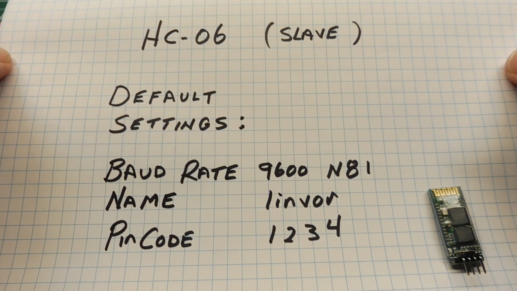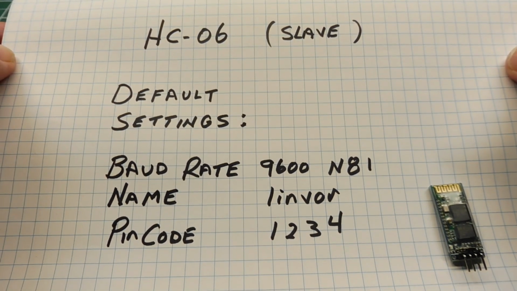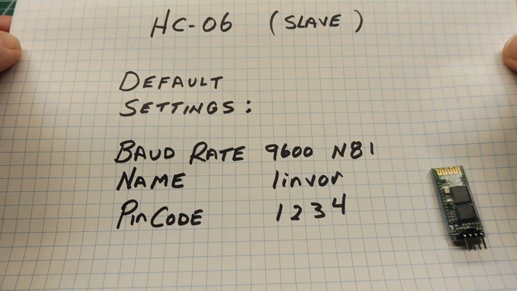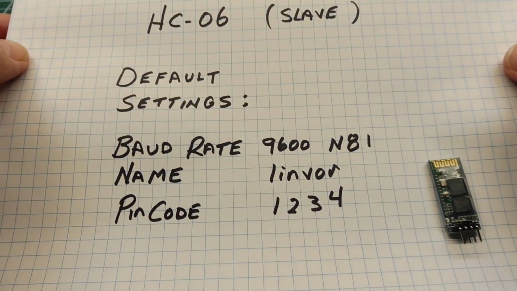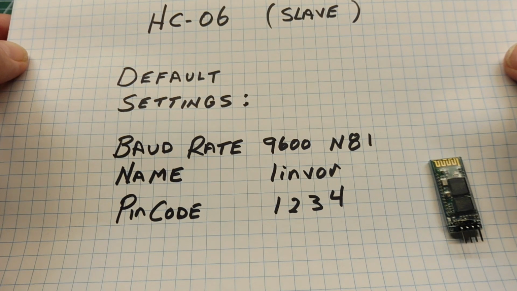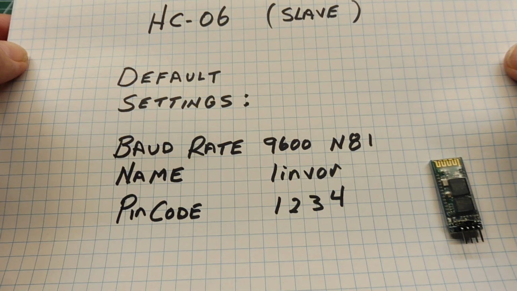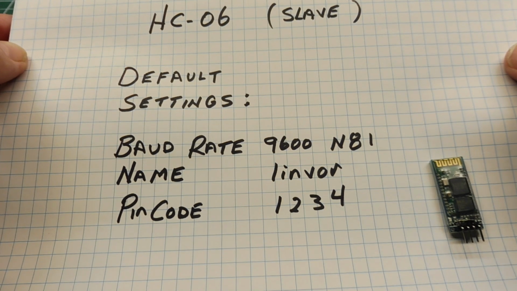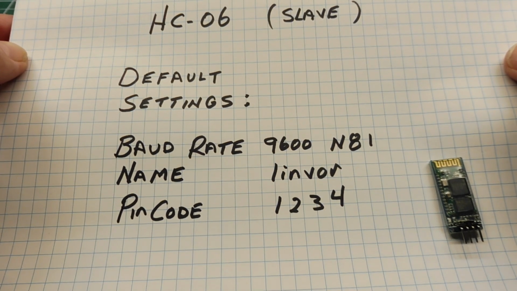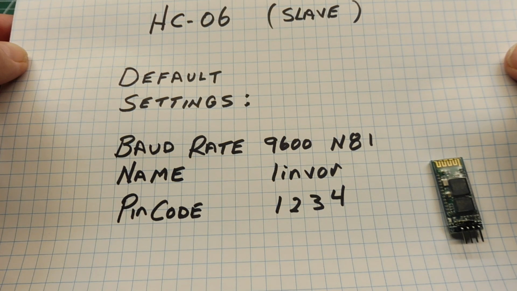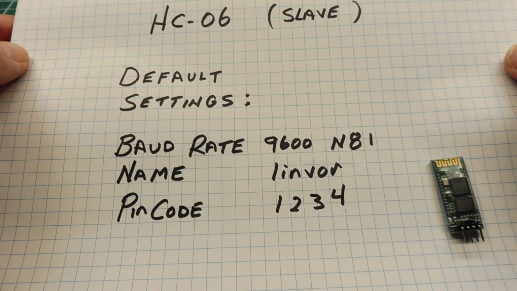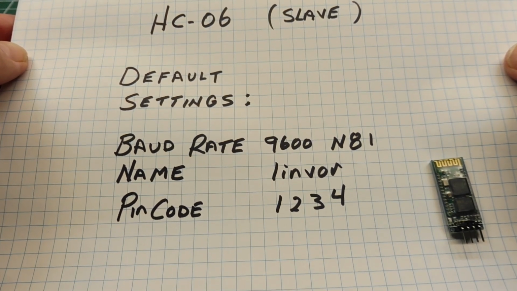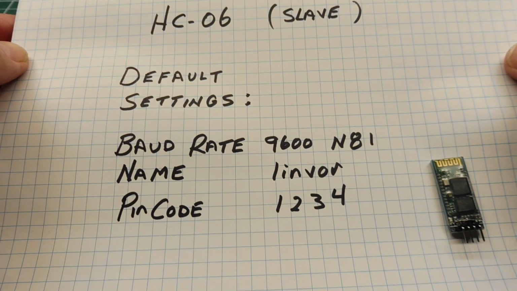Okay, here are the default settings for the HC-06 Bluetooth module. When you buy one of these modules new off the shelf, this is what the default settings will be. The baud rate will be 9600 baud, N81, which is no parity, 8 data bits and 1 stop bit. The name will be Linvor, L-I-N-V-O-R. So when your smartphone is scanning for a Bluetooth device, that's the name that will come up. And the pin code to pair it to your smartphone will be 1234.